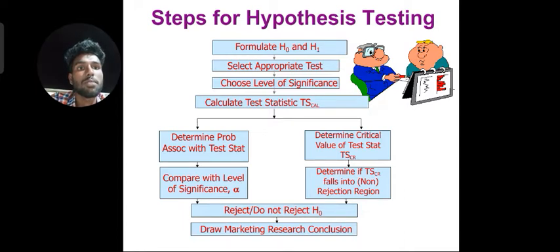Determine the probability associated with the test statistic. Determine the critical value of the test statistic. Compare with the level of significance and determine if it falls into the non-rejection region. Reject or do not reject H0. Draw the marketing research conclusions.